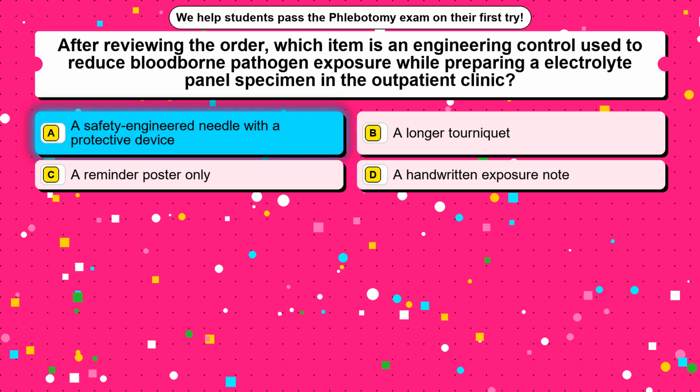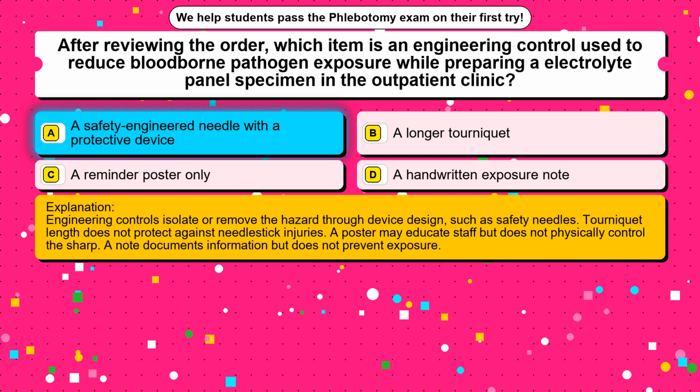The correct answer is option A. A safety-engineered needle with a protective device. Engineering controls isolate or remove the hazard through device design, such as safety needles. Tourniquet length does not protect against needle stick injuries. A poster may educate staff but does not physically control the sharp. A note documents information but does not prevent exposure.